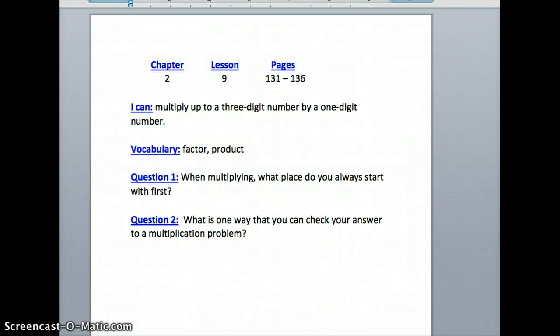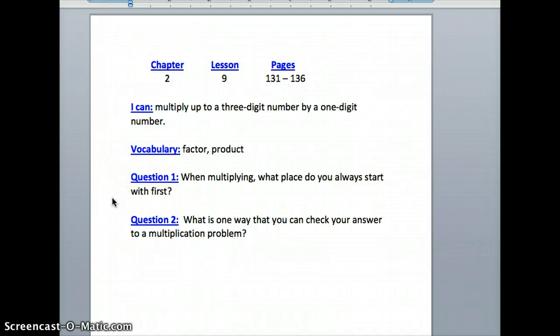Today we are learning about Chapter 2, Lesson 9, which can be found on pages 131 through 136 in your textbook and online. Our objective is I can multiply up to a 3-digit number by a 1-digit number. Vocabulary is factor and product.